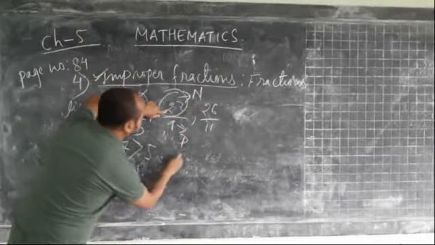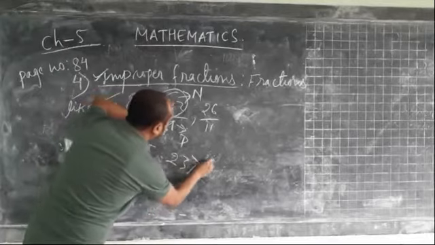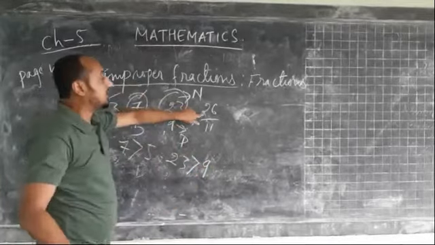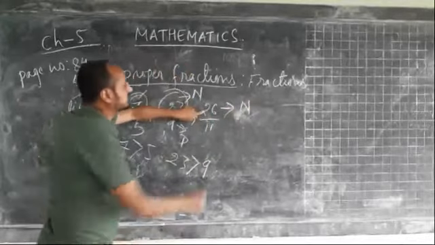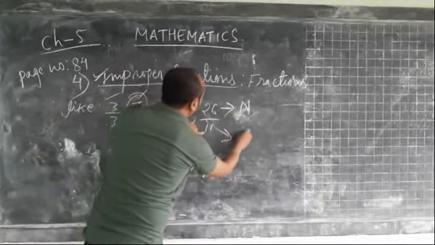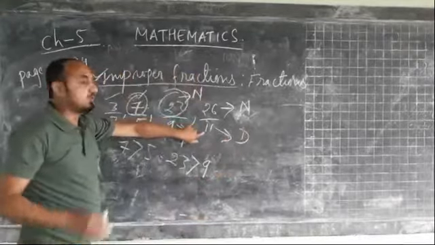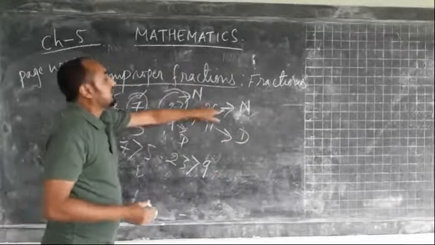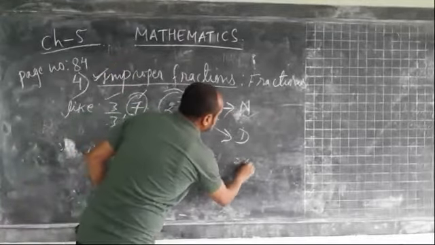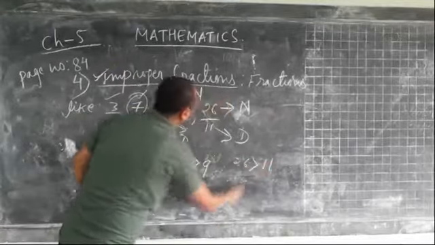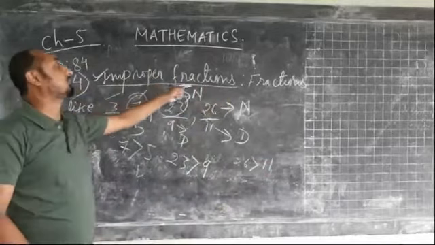So here also this 23 is greater than 9. In the third example, our numerator is 26 and denominator is 11. So here the numerator is greater than the denominator. So 26 is greater than 11. So this is the case of improper fraction.